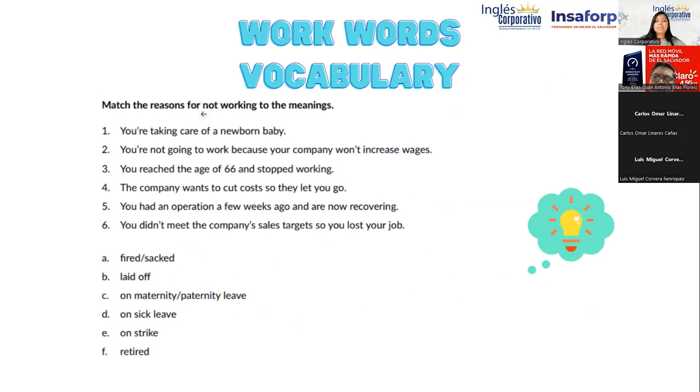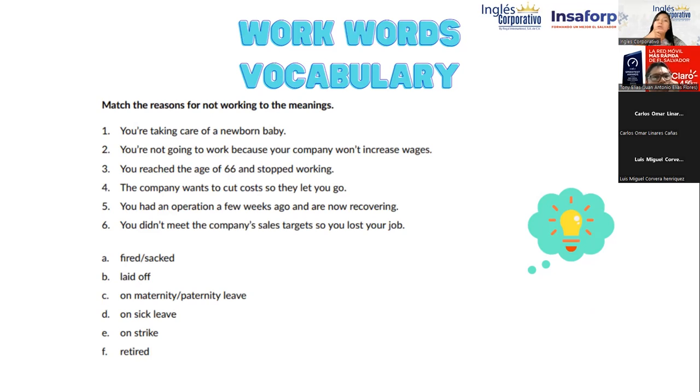Then, we also have match the reasons for not working to the meanings. Okay. So, we have fired, and we also have sacked, which is informal. And it is the same as fired. Fired is when you go out of the company, but for a bad reason. You get fired, right? You are fired.